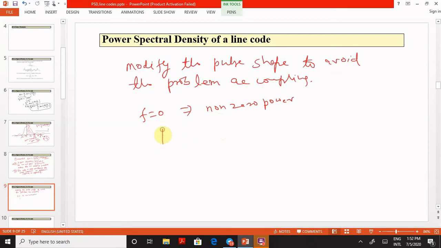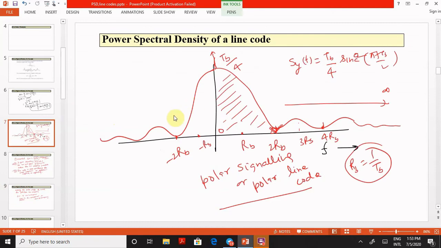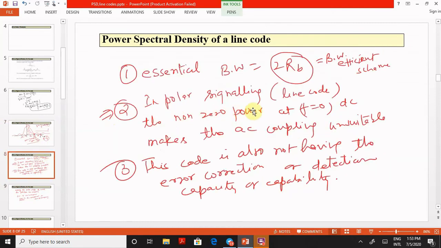It means that if we have a pulse p(t), this p(t) should not have any DC component, or you can say that this pulse should be such that it should not have any power at f equal to 0. Means at f equal to 0, it should have 0 power. If this is the case, then we can avoid the problem mentioned in point number 2, that is the problem of AC coupling.